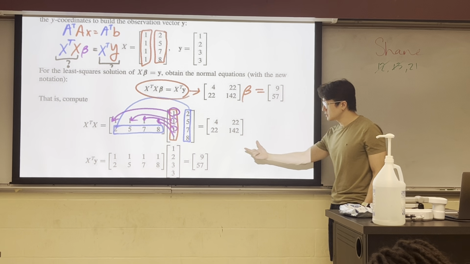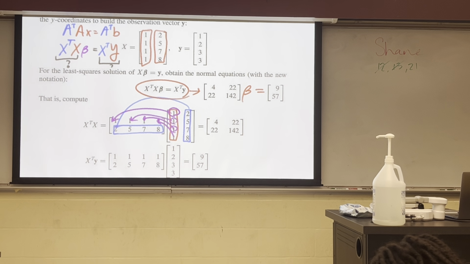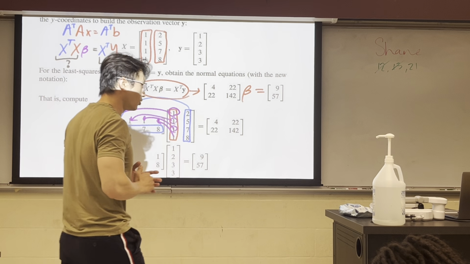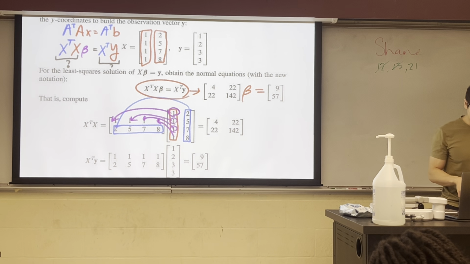See, if you get this XᵀX and Xᵀy, it's just simple matrix multiplication. And then to find the beta, you can either use an augmented matrix or you can find the inverse.